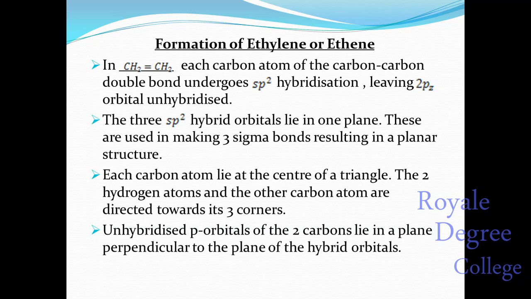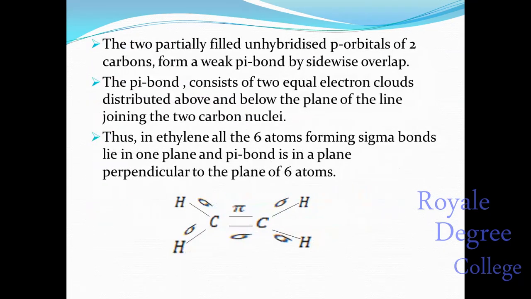The unhybridized p orbitals of the 2 carbons lie in a plane perpendicular to the plane of the hybrid orbitals. So here the 2 partially filled unhybridized p orbitals of the 2 carbons form a weak pi bond. How? By sidewise overlap. The pi bond consists of 2 equal electron clouds distributed above and below the plane of the line joining the 2 carbon nuclei.